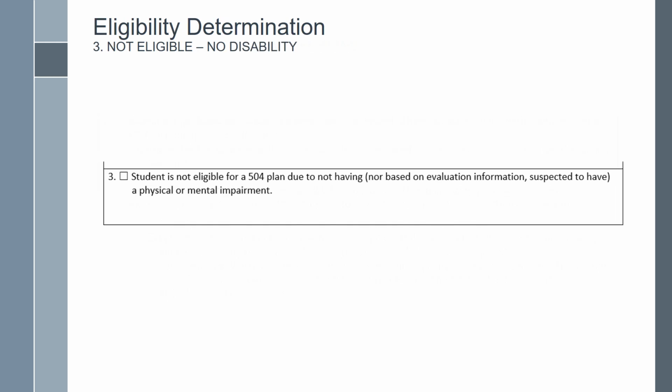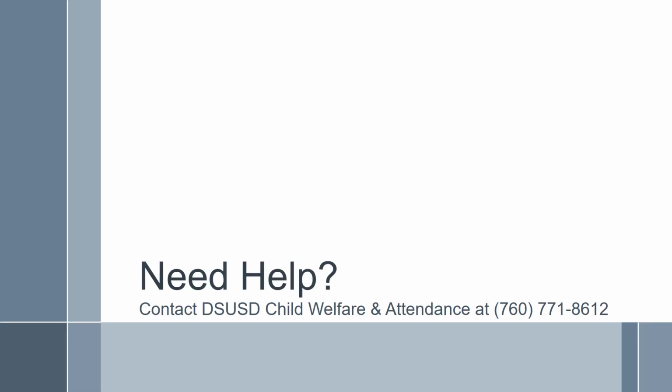The third section of the eligibility determination form is where the team would record the determination that the student does not meet eligibility because the student was not found to have, nor was suspected to have, a physical or mental impairment. This concludes our overview of 504 Plan eligibility.